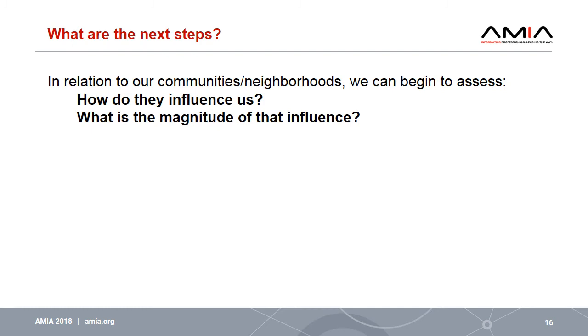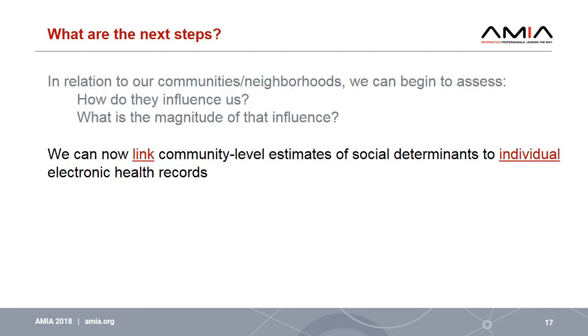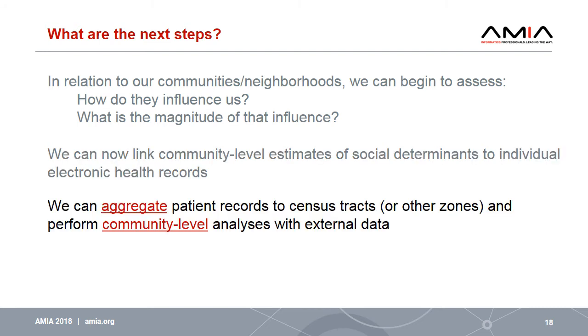Now that we've been able to link electronic health record data with outside estimates of social determinants and built environment, you may ask, what are the next steps? In relation to our communities and neighborhoods, we can begin to assess, well, how do they influence us and what is the magnitude of that influence? We can now link community level estimates of social determinants to individual electronic health records. We can also aggregate patient records to census tracts or other zones and perform community level analysis with external data.